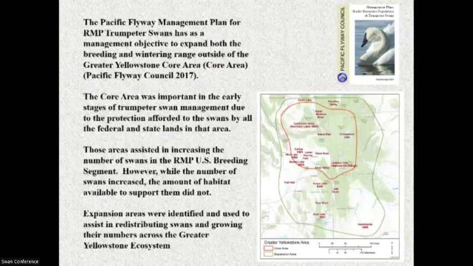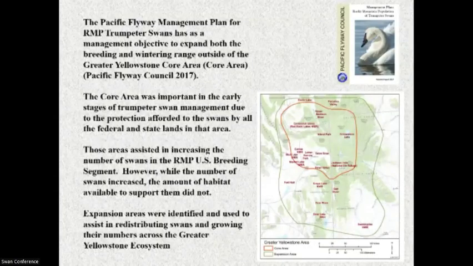The core area was important in the early stages of trumpeter swan management due to the protection afforded to the swans by all the federal and state lands. Here's Red Rock Lakes National Wildlife Refuge, where Banco was. We have Yellowstone National Park, and we have a lot of state land in here as well. That is protected land, and that is very beneficial to any species and their management. Those areas assisted in increasing the number of swans in the RMP.